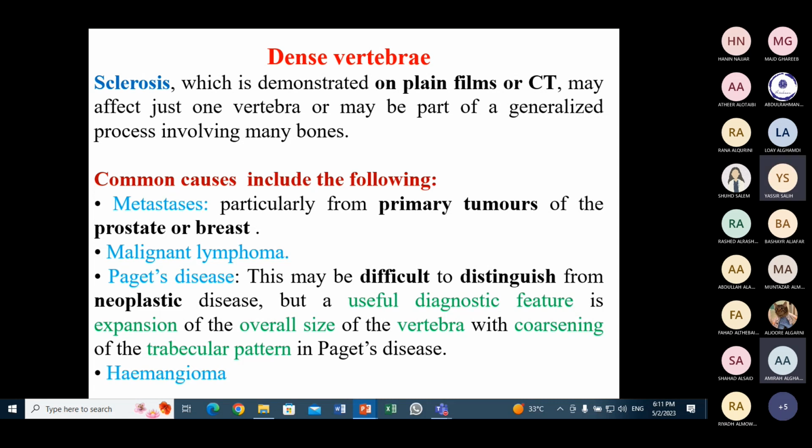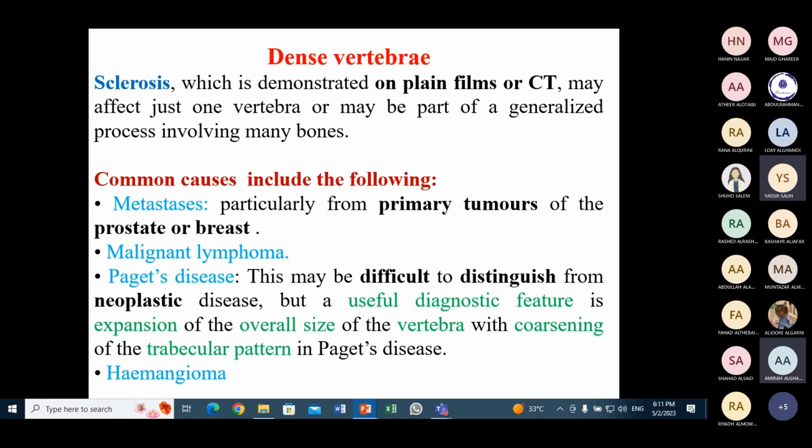عندنا many causes, may be metastasis or lymphoma or Paget disease or hemangioma. All this may cause increased vertebral body density يعني تكون sclerotic vertebral body. طيب to differentiate, also metastasis can cause dense vertebra, and this is a secondary vertebral body tumor, may be from the prostate or the breast. This is the most common.